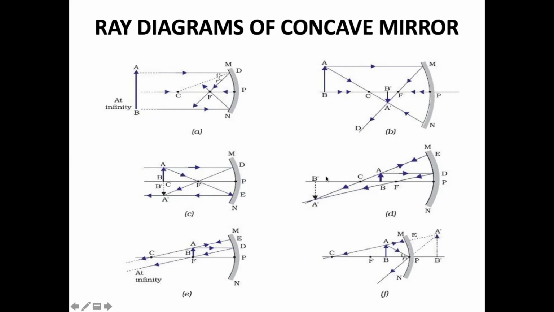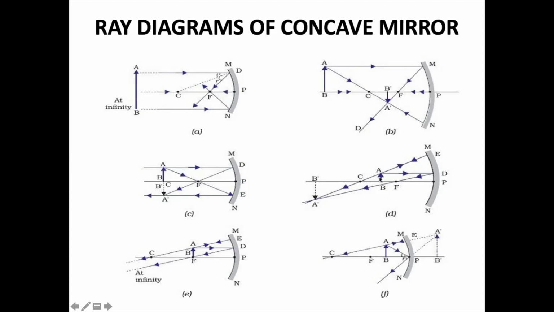It is beyond C. Okay, beyond C. What is the type of image? It is real because the rays are meeting. Real image is always inverted. And what is the size of the image? It is larger than the object.